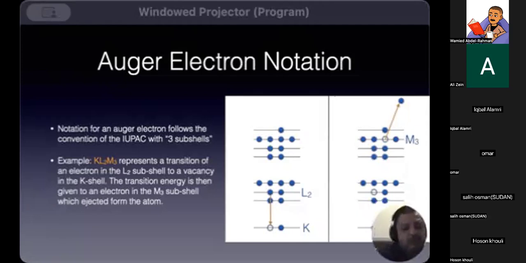Now, when we want to describe Auger electrons, it makes sense to add a third subshell, because we need to identify the transition that provided the Auger electron with energy, and we also need to state where the origin of the Auger electron was in the atom. So, for example, KL2M3, this is an Auger electron.